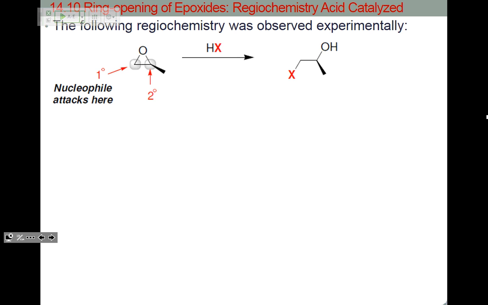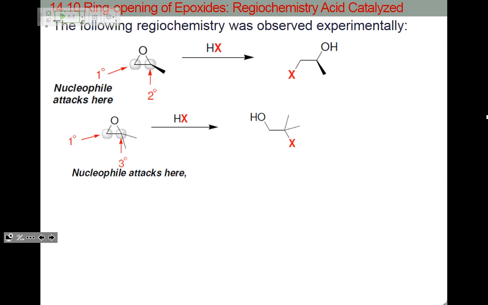So experimentally, what has been found is that if we react under acidic conditions, this is specifically acidic conditions, our epoxide, and we have a primary carbon of the epoxide and a secondary carbon of the epoxide, you get the product that you expect, which is the attack on the primary carbon.